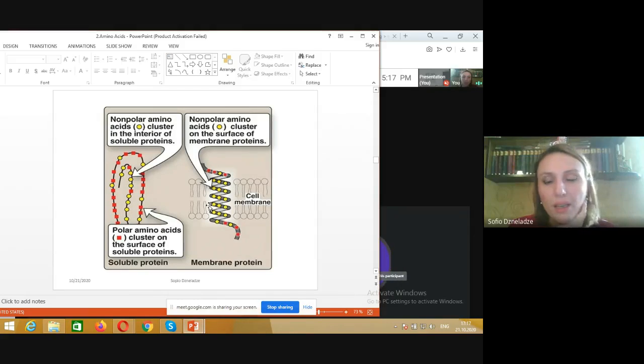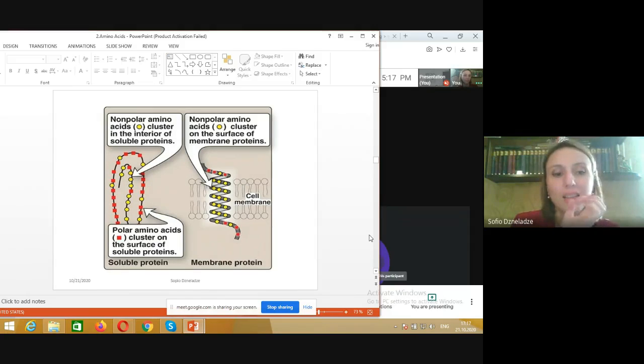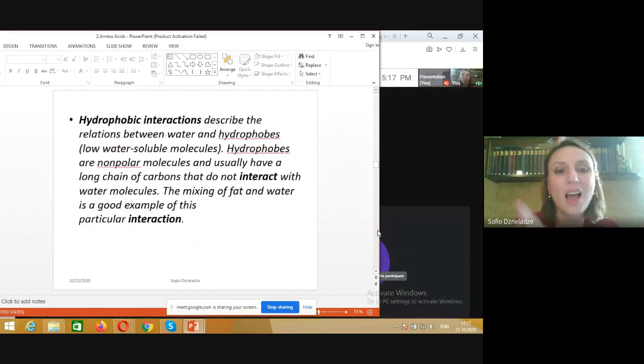Yes, the membrane is made of fat. They are lipids, and it's a lipid bilayer. Here it's lipids, so they are hydrophobic. They're afraid of water. That's why these non-polar amino acids cluster inside these lipids, and they can make hydrophobic interactions. Lizzie, now read what a hydrophobic interaction is.